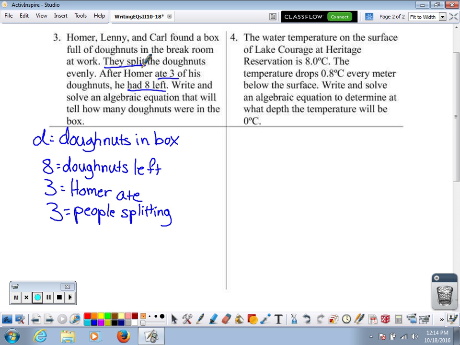Homer, Lenny, and Carl, that makes 3 guys splitting up the donuts. Okay, so now let's read it a third time. Let's think about what operations are going to fit in here.